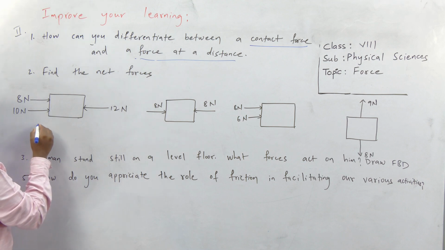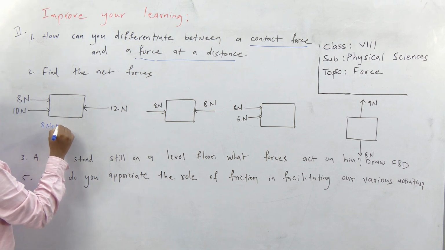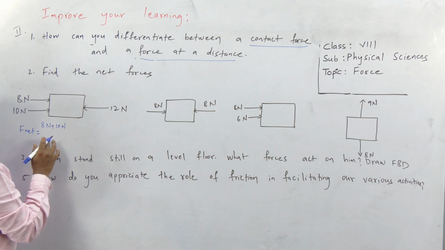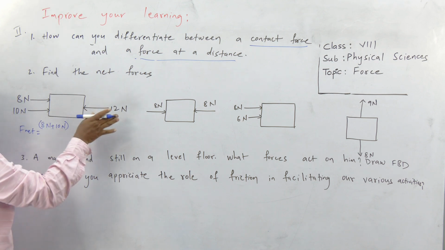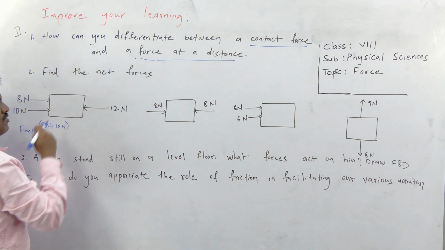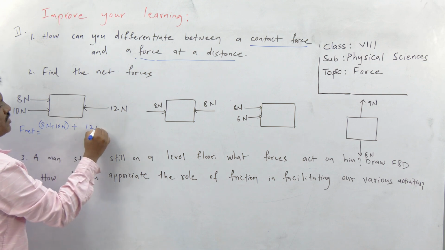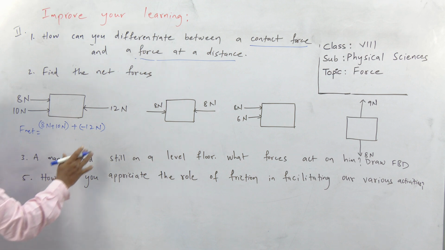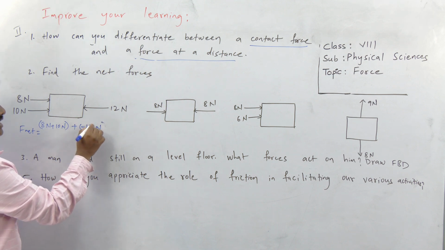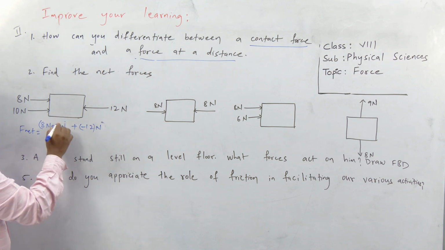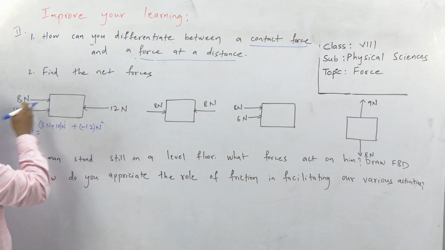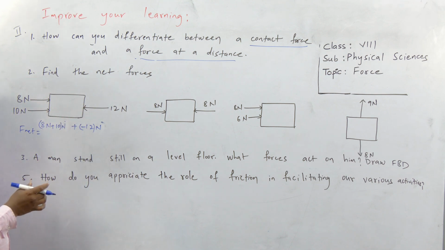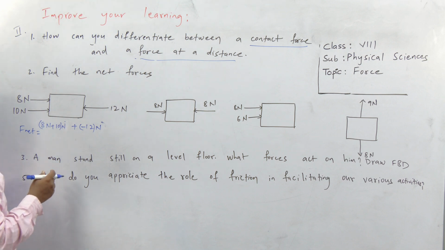Now I am going to add 8 Newton plus 10 Newton. I am going to calculate net force. 8 Newton plus 10 Newton is acting towards the right side. But 12 Newtons acts towards left side. Plus 12 Newtons, but a minus sign should be taken before 12 Newtons. Why should the minus sign be taken? What is the reason? The reason is this force acts opposite to the first two forces. Whenever two forces act in the opposite direction, the sign is taken negative.